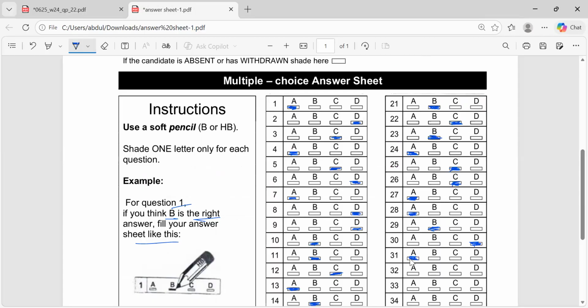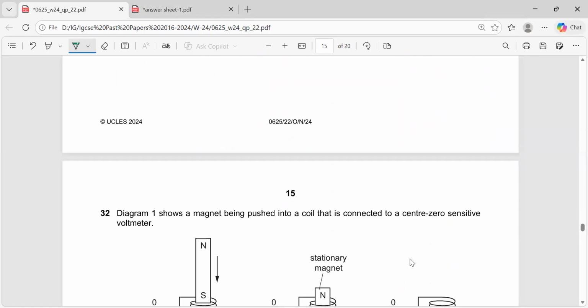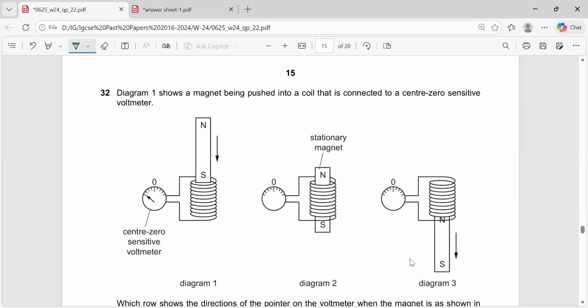Now let's move to 32. This is electromagnetic induction. Diagram 1 shows a magnet being pushed into a coil that is connected to a zero center sensitive voltmeter. South is entering into the coil in diagram 1. In diagram 2, it is stationary, which means no current will be induced. Here it is moving towards, now it is moving away. So if before it was towards left, now it will be towards right.